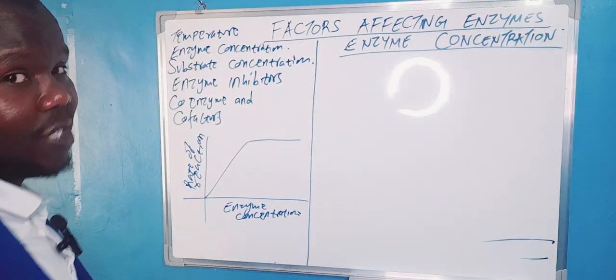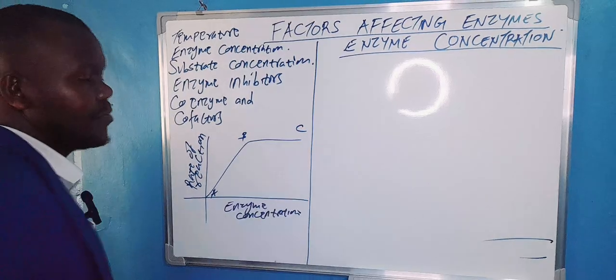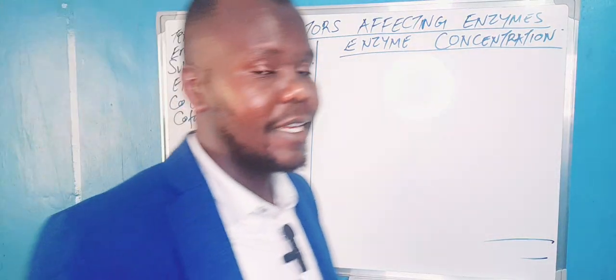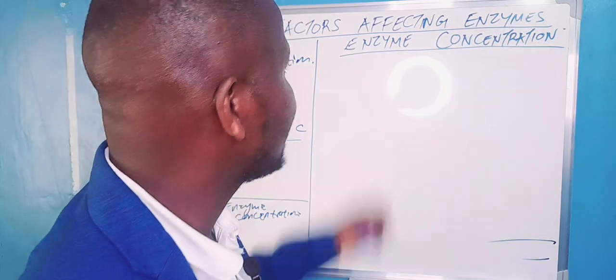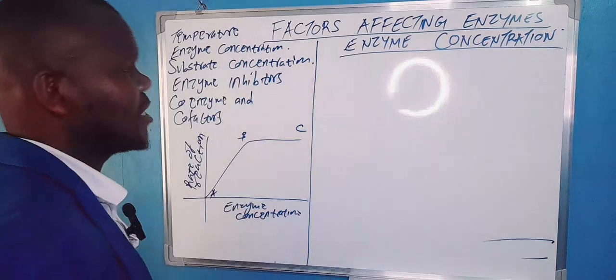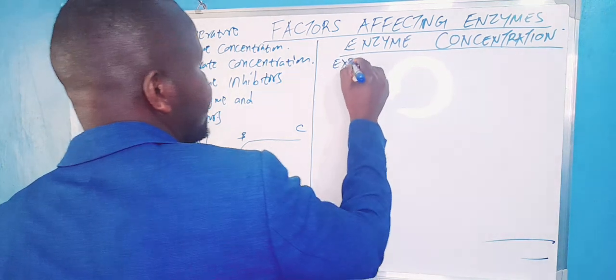Then it becomes constant. So this one we still use to explain point B. This is still a graphical question. It's an essay question and can still come as a graphical question. So when it comes to enzyme concentration, let's explain it the way that we explained it for photosynthesis. Explain point A.